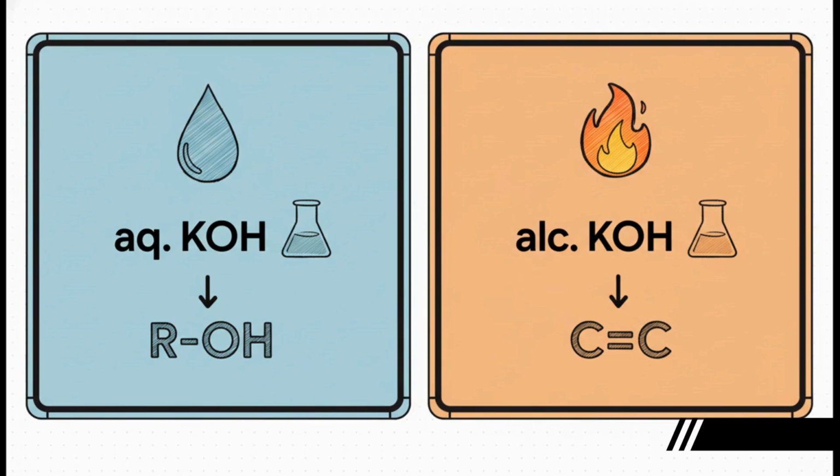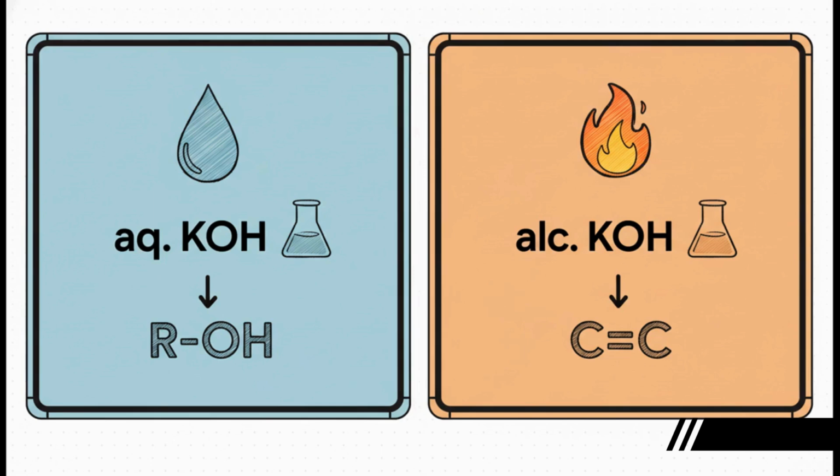And here it is, the #1 CUET trap involving KOH. I am not kidding, this is probably the most common point of confusion in the entire topic. So listen up. If you see aqueous KOH, it leads to substitution, and you get an alcohol. But if you see alcoholic KOH, you get elimination, and the product is an alkene, a totally different product.